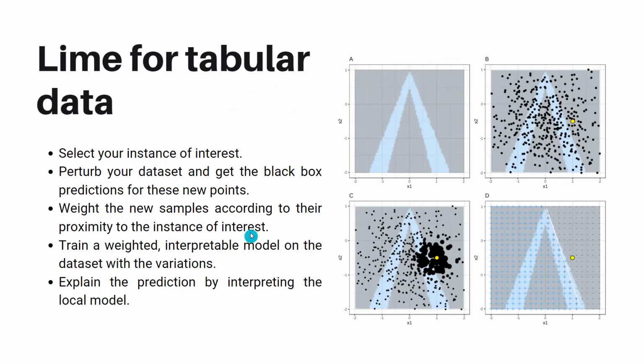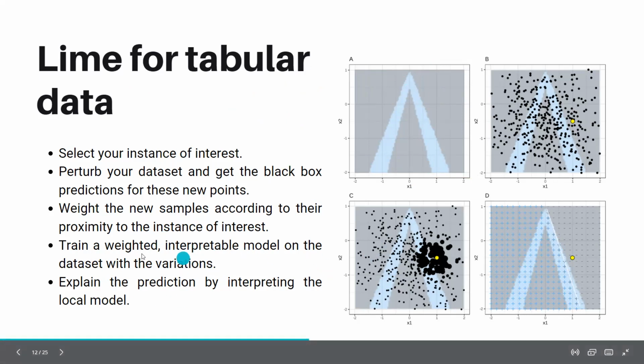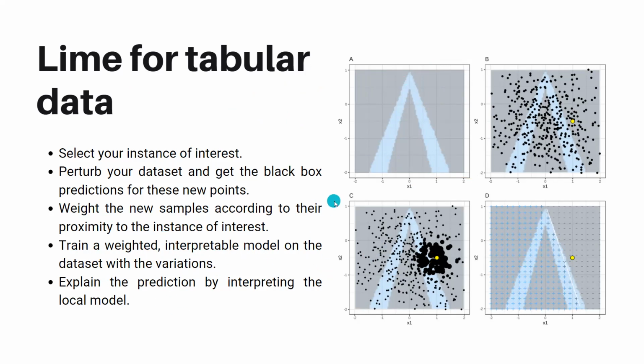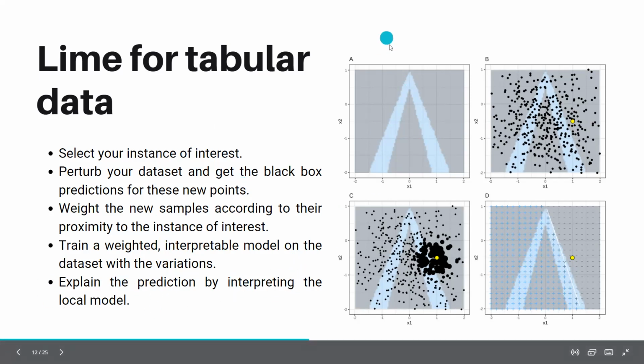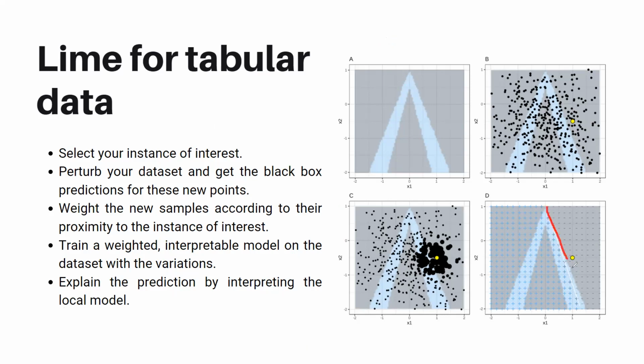After that, we train a weighted interpretable model on the dataset with the variations. So this dataset is a new dataset. We don't really need the original data, nothing at all. We use this new synthetic dataset, and then we explain the prediction by interpreting the local model. So we build this simple logistic regression. And then if the client wants to understand why he was in this green area, we tell him because you had a value bigger than this and a value smaller than this and stuff like that. And if you want to go to the other class, just try to cross this line. That's it.